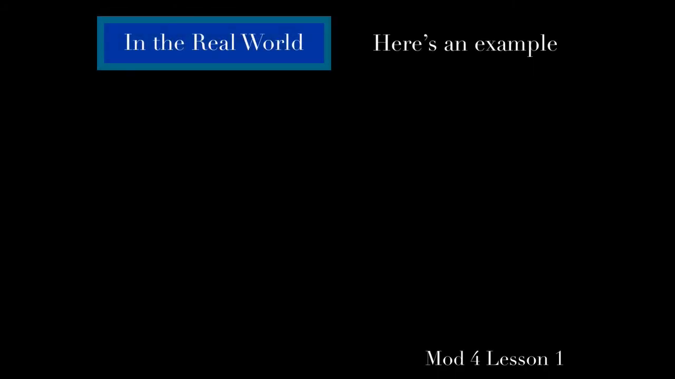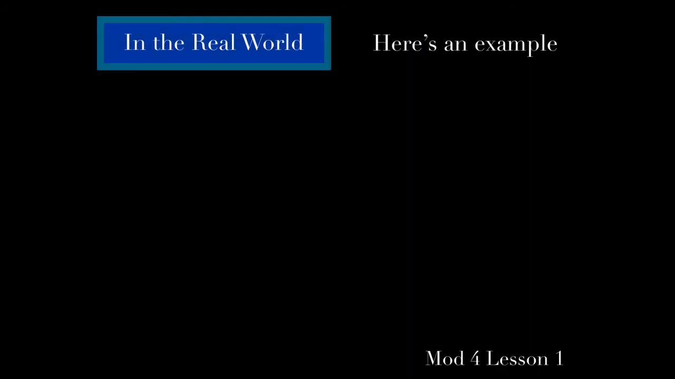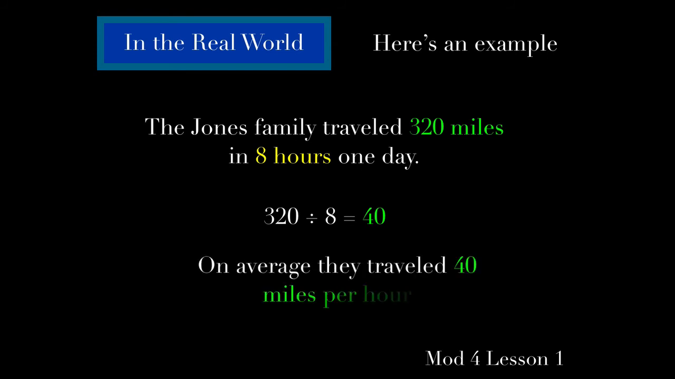Now, in the real world, here's how we put this all together. All right? So let's say we have this rate. Oops, sorry about that. I don't know why that just happened. All right? We have this family called the Jones family. And they travel 320 miles in 8 hours on one day. All right? So if I want to find out how many miles they travel in 1 hour, I would do 320 divided by 8, right? Because like I said, a ratio can be written as a fraction. So 320 divided by 8 would be 40. And that would tell me that on average, they traveled 40 miles per hour, right?